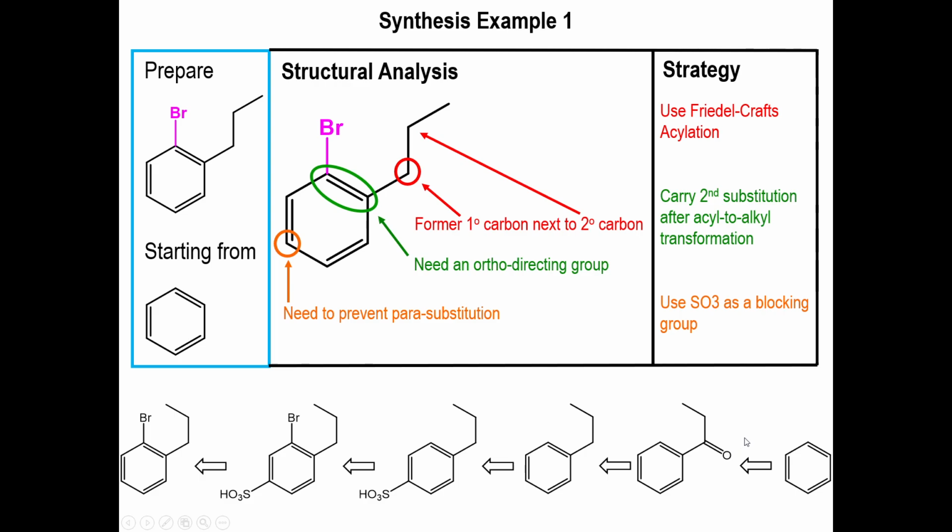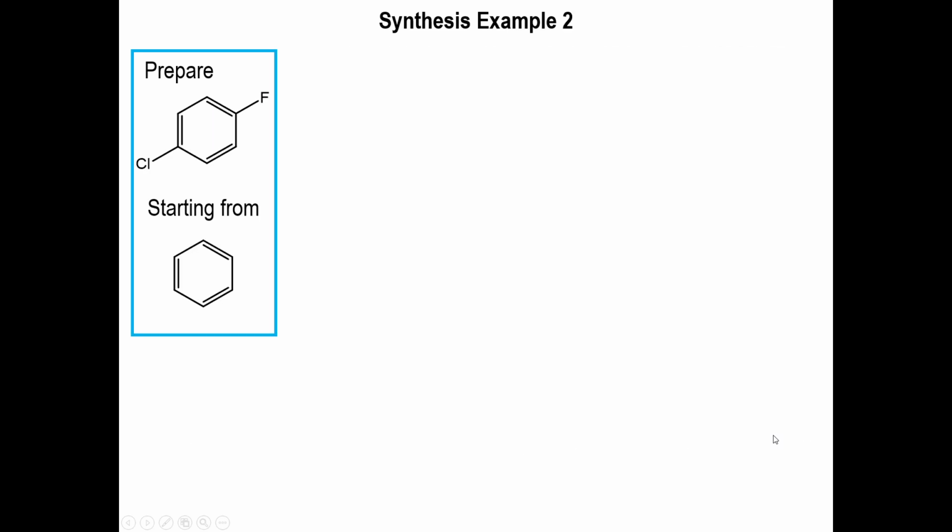All right, so that would be a way to think of this. And of course, you'll be on the hook for writing down all the reaction conditions that will lead you to each of the steps as you go through the synthesis. All right, now let me show you another example. Now in this example, I want to make para-chlorofluorobenzene out of benzene itself.